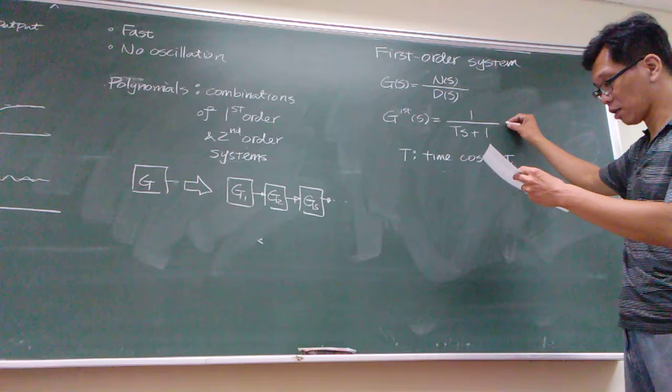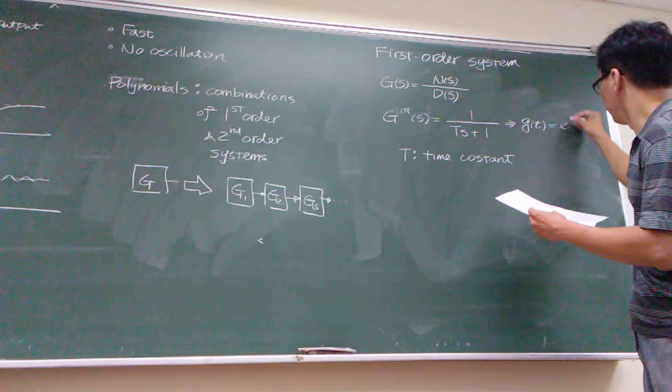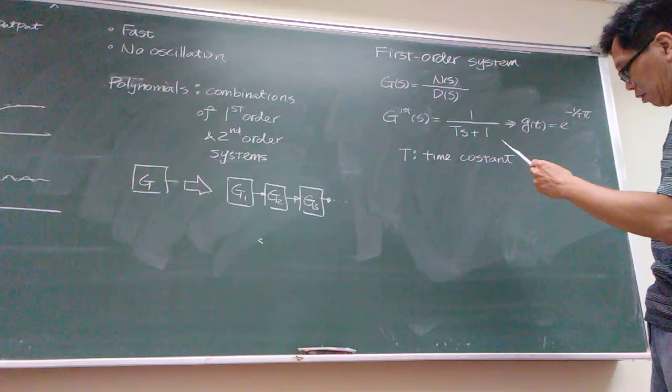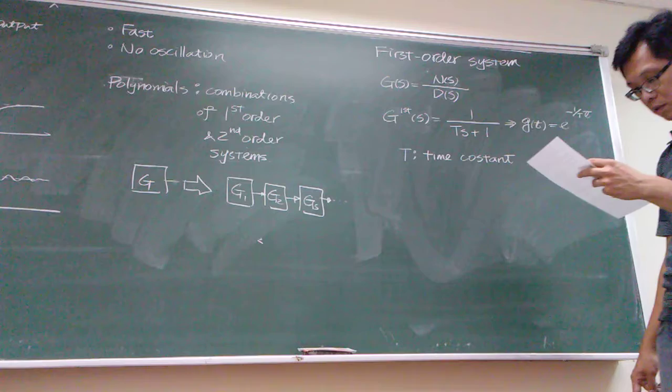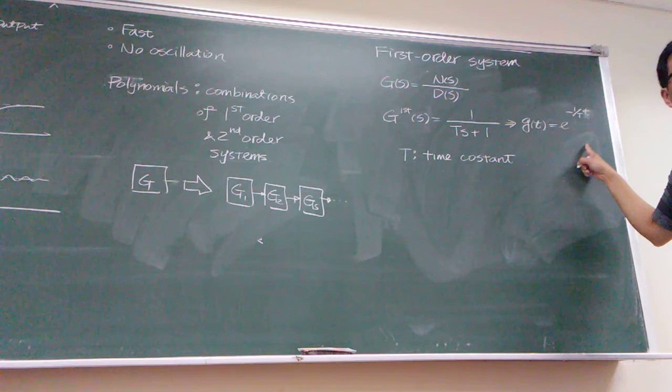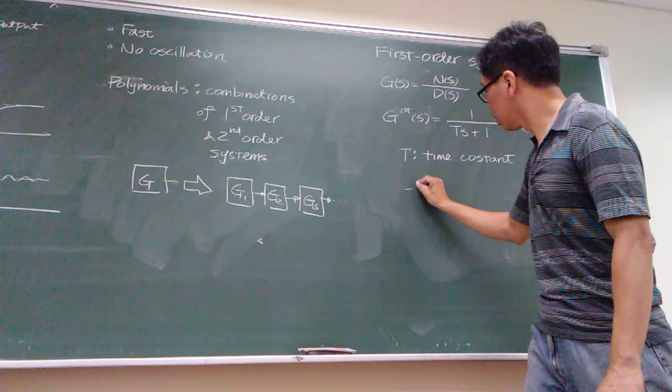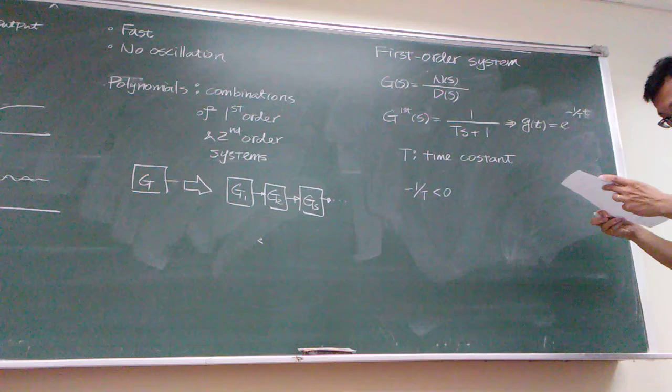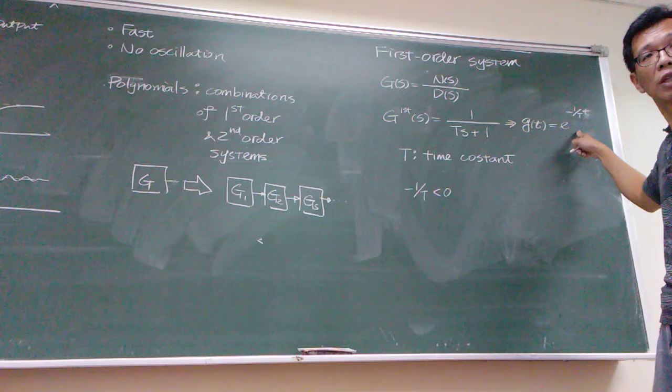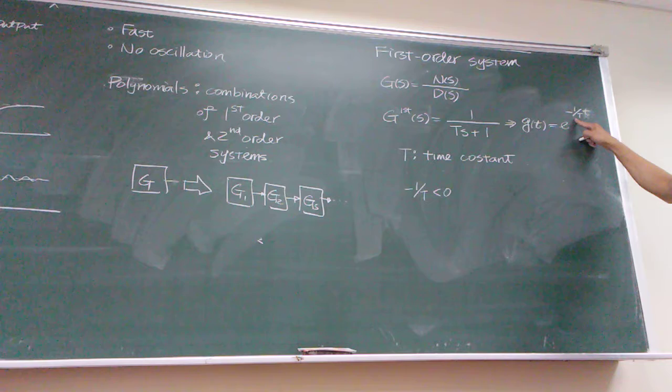Okay, now, if you do something like this, and you take the inverse Laplace transform, you're going to have something like this. What does this mean? If my T is smaller than zero, is this going to be divergent or convergent? Smaller than zero, which means this part is going to be positive. When this is positive, what happens?